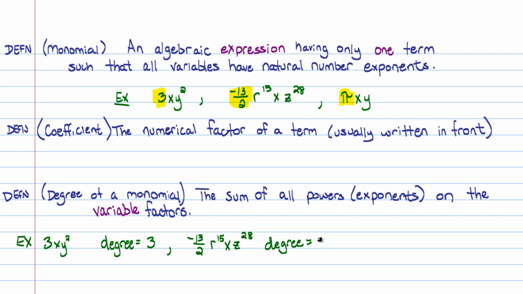So that should be, I think, about 44. That's a pretty powerful monomial. What do I mean by power? It means that if I were to let r, x, and z be 2 in this monomial here, the resultant value, what's 2 to the 15th times 2 times 2 to the 28th, would be much larger than if I were to let x and y in this first monomial be 2. 2 times 2 squared would be just 8. That's nothing. But 2 to the 15th times 2 times 2 to the 28th, that's huge.